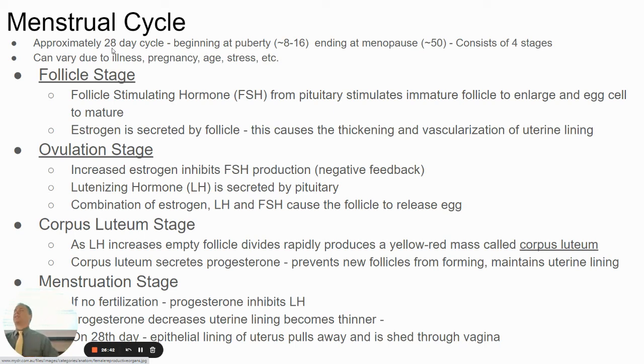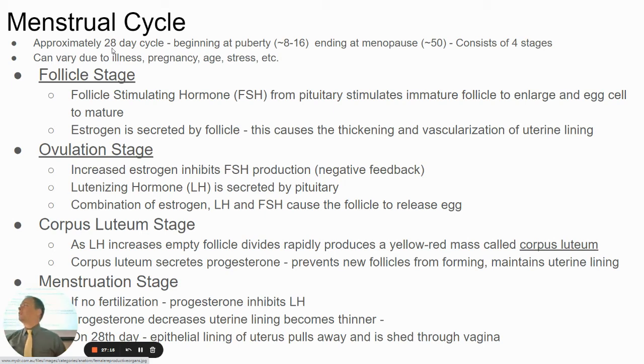So typically we say the menstrual cycle takes about 28 days. That number can vary, be longer, could be shorter, could be irregular. Sometimes that reproductive cycle might stop and the menstrual cycle might stop completely for a period of time. There's all sorts of variations to this, and it's slightly different for each person. Stress, illness, pregnancy, age, all of these things affect the reproductive cycle.